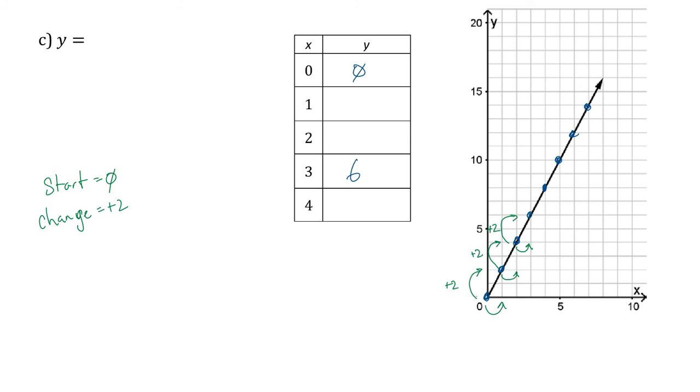You don't have to go straight to the table. If you want, you could just focus on figuring out the start and the change first. And then the next step is, how do I put that into the table? How do I turn that into my equation or my rule, right?